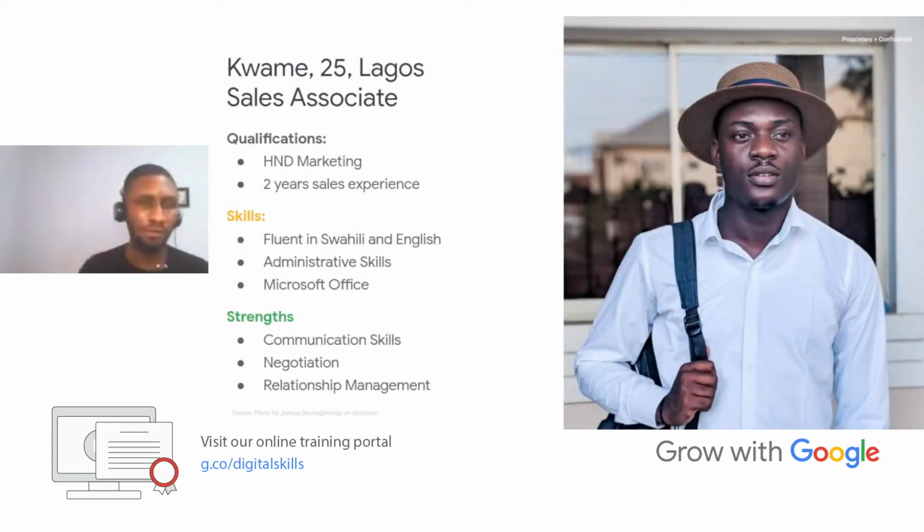Now let's look at Kwame. Kwame is a sales associate. Kwame is 25, and let's say Kwame is in Lagos or Nairobi. Kwame could be in Limpopo. Kwame could be anywhere this job is being posted, or where this particular company is looking for candidates. Some qualifications Kwame possesses: an HND in marketing. Kwame has 2 good years of sales experience. Maybe he was doing this while in school, working part-time.